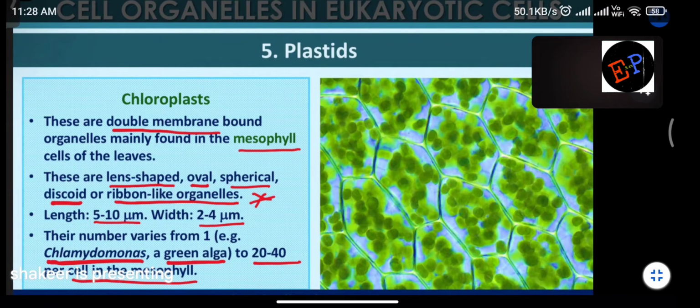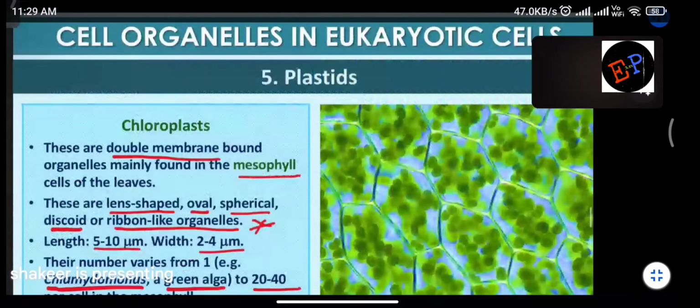And between 20 to 40 chloroplasts can be found where? In the general plants which you see, and in the leaves also, in which cells can you find them? Inside the mesophyll cells. Are you able to understand? Those cells which are responsible for photosynthesis. Fine. And this is the arrangement of the chloroplasts. You are able to see these chloroplasts inside the cells. That is how they will be arranged.